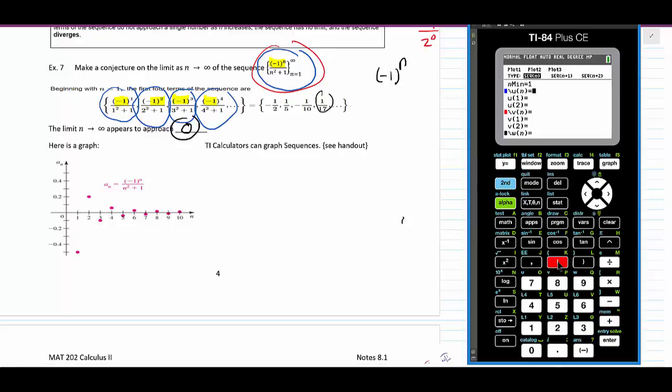Then you just put it in. You put in, like you would, -1 in parentheses, then you'd raise that to the n power. When you use this variable key, that X,T,theta,n key, that's now going to be an n because you're in sequence mode now, okay? Then you want to divide by n squared plus 1. It's real important you put the n squared plus 1 in a set of parentheses like that, okay? So you put that in just like you put in a function. A sequence is a function, okay?